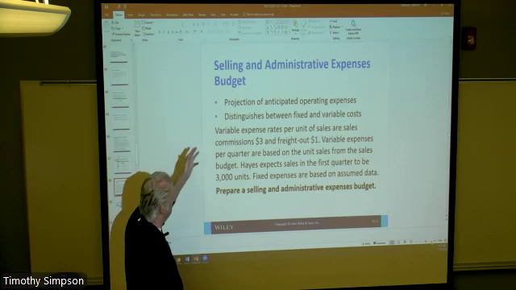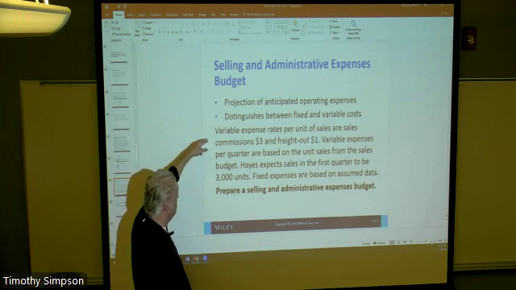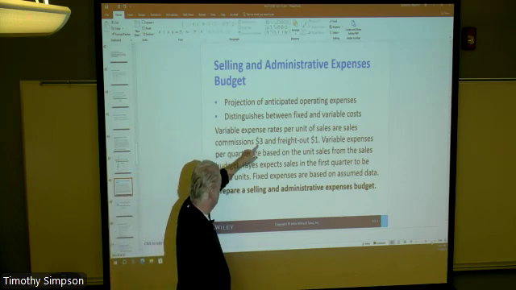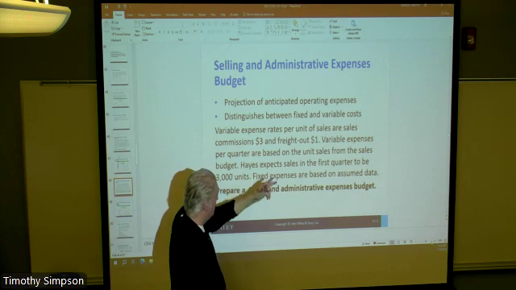So in this case, we're going to distinguish between fixed and variable cost. Not a particularly bad way to do it. And we're going to say the variable expense per unit of sales are commissions of $3 per unit and freight out of $1 per unit.